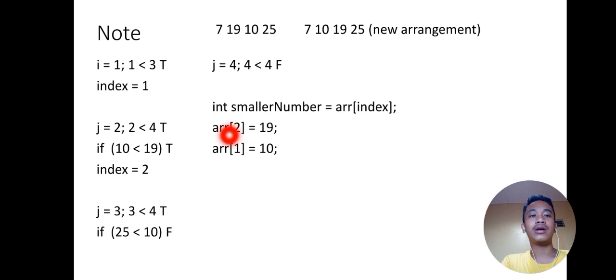That is int smaller number equals r index. Then our r index 2 is equals to 19 and r index 1 is equals to 10. So therefore, interchange the value. The 19 will be in the index 2 and our 10 will be in the index 1. So this is the new arrangement of our array.